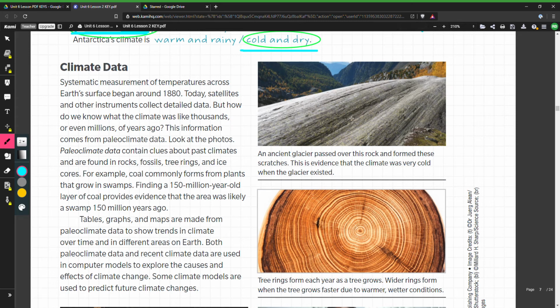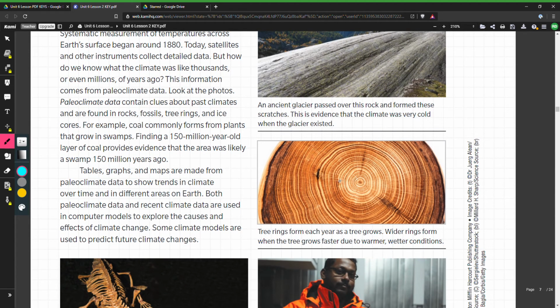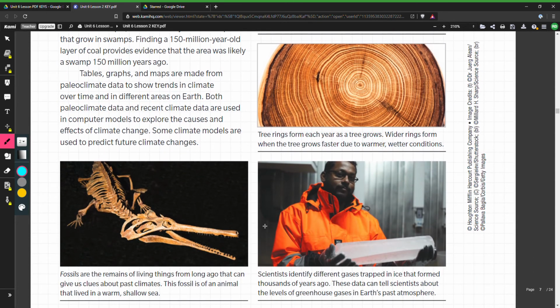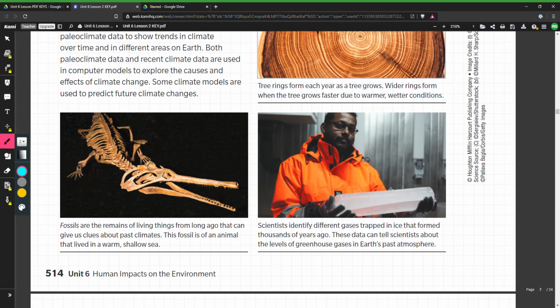Some of it is in rock formations. Other things are in tree rings. We look at how fossils are distributed around the Earth. And you can also look at gas that's trapped inside of ice that's formed.